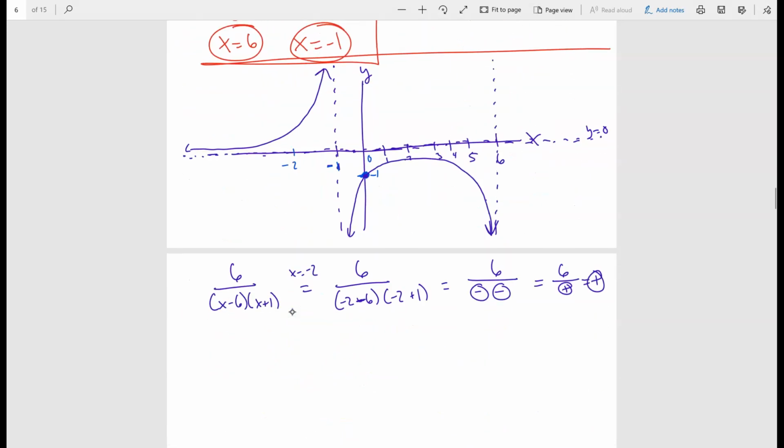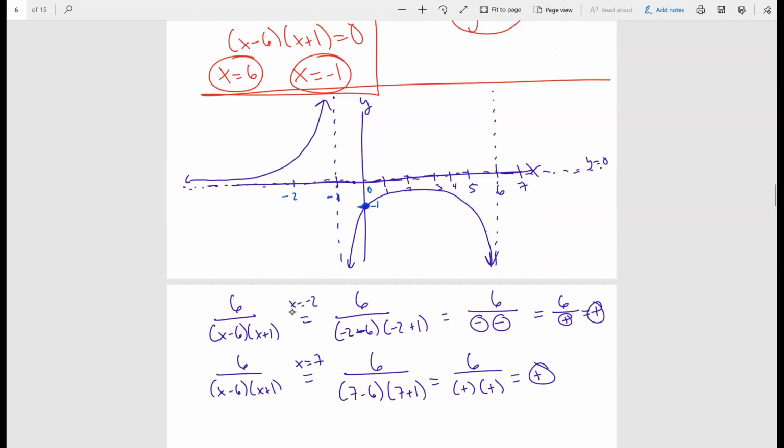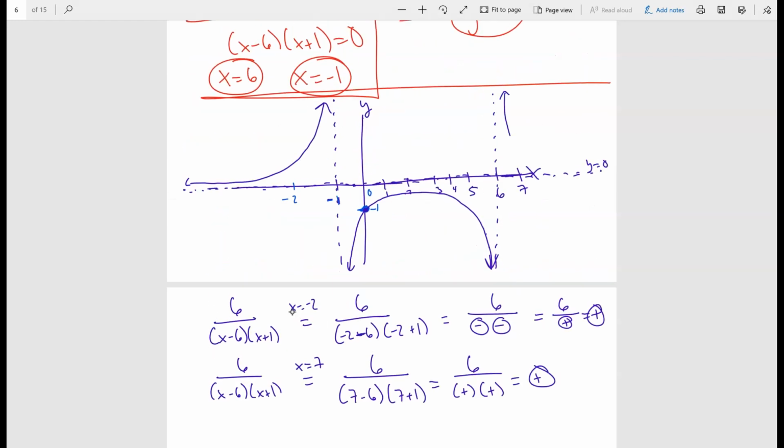Okay, and then finally, let's figure out what's going on the other side. So let's plug in 7. 6 over x minus 6, x plus 1. We're going to have 6 over 7 minus 6, 7 plus 1. So you have a 6 on the top, a positive number on the bottom, and another positive number. So that's just going to give me another positive number, which means that this guy is going to be up here. Just like that. So that's what this graph is going to look like.